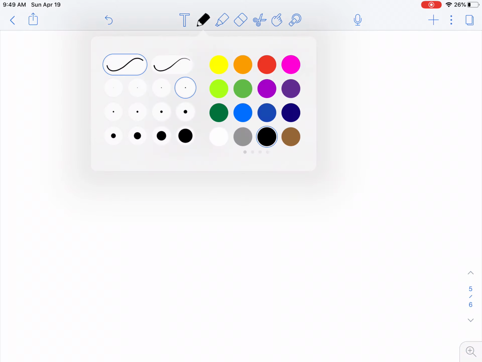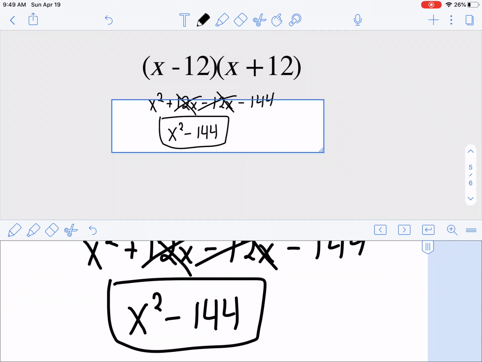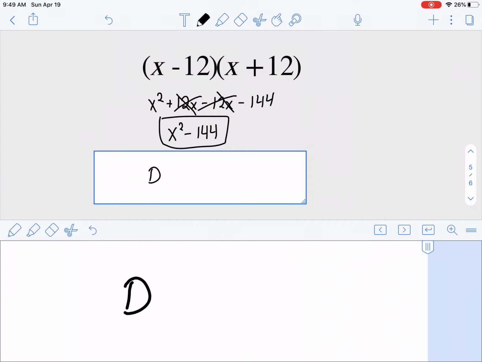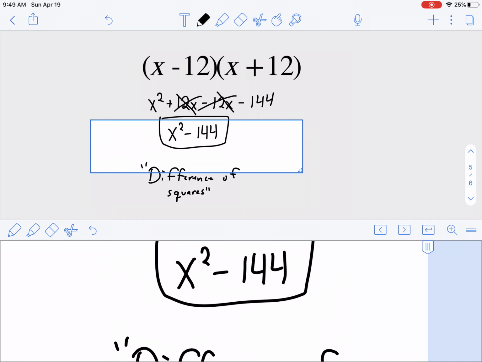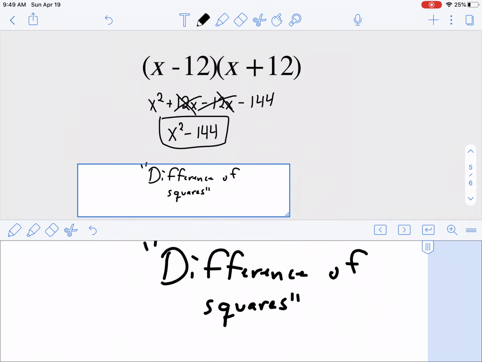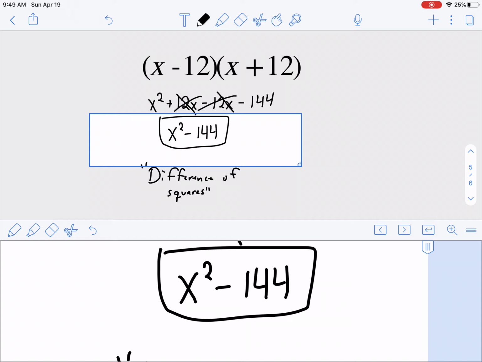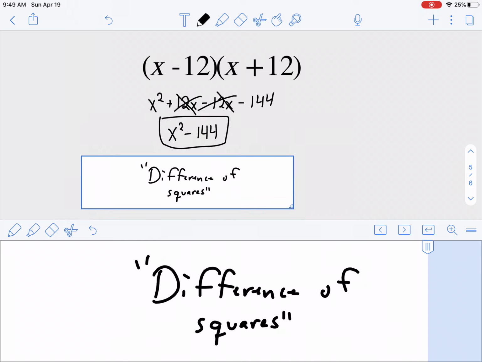And there actually is a term for this. This is called a difference of squares. The reason why it's called difference of squares is because if you look at our final answer, x squared minus 144, x squared is a perfect square, 144 is a perfect square. You have a difference of squares. You have a subtraction of 2 squares as your final answer.